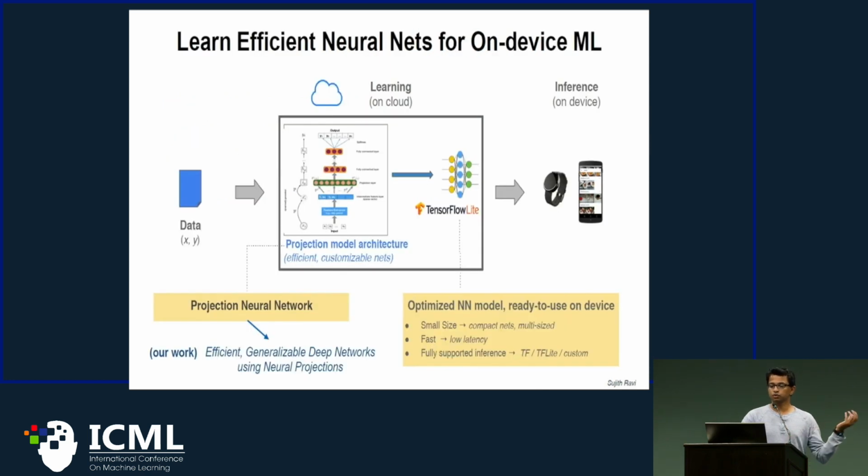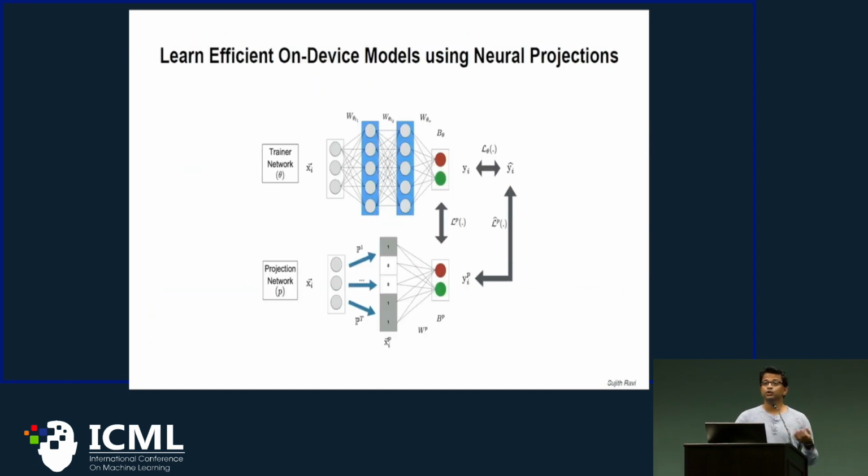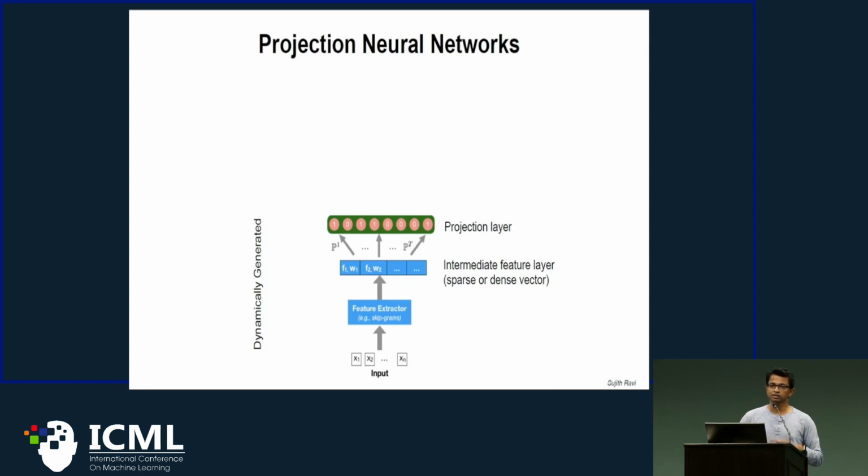The work we propose is efficient generalizable deep networks using neural projections. The key idea is we train these models, but they're very fast and small. You can combine them with other hardware acceleration, et cetera, to get even better performance. The optimization itself follows a joint strategy, but you can also train these in isolation. In the interest of time, I'm not going to go into this. But the core idea is that we design projection layers inside the network, which transform intermediate features and representations inside the neural network into compact bit vectors.